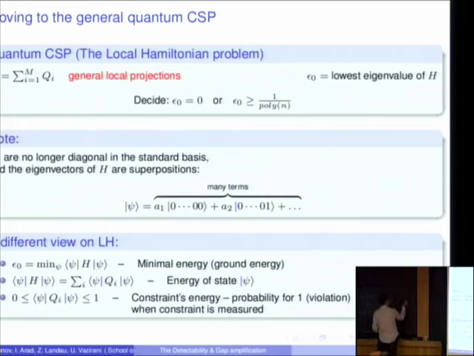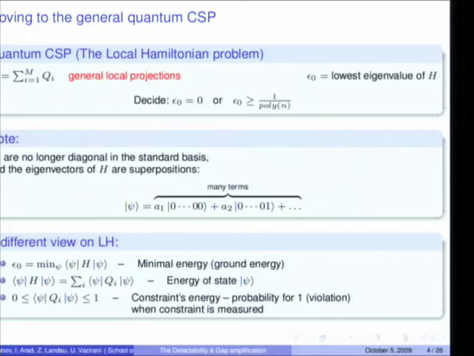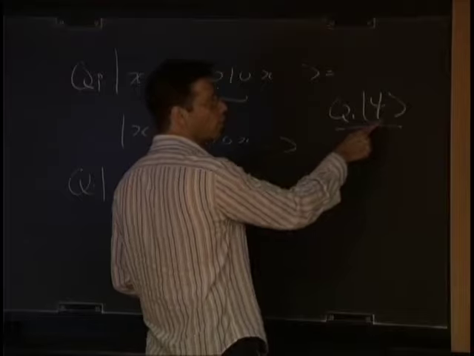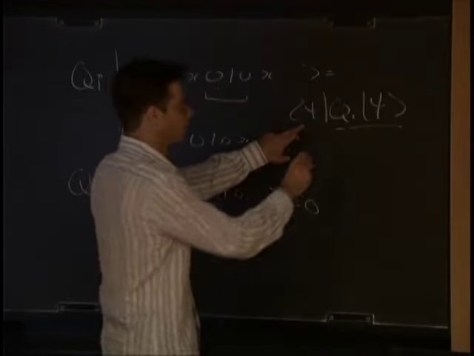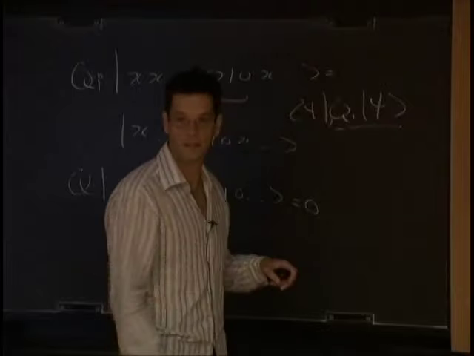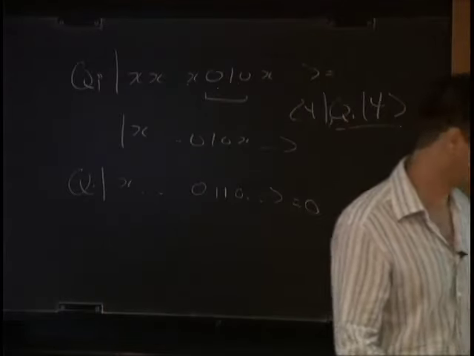I would say it's called Dirac notation, and you just first operate with q on the state, and then you take the inner product with psi itself. Okay, so yes, exactly.